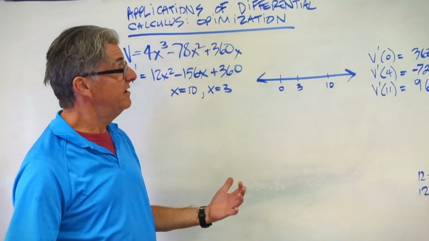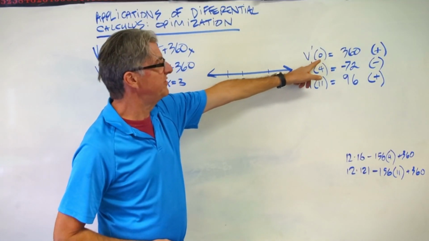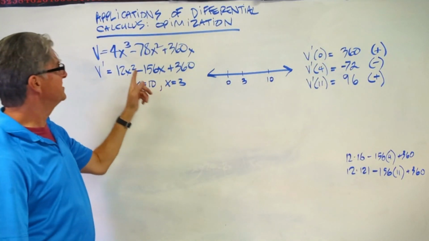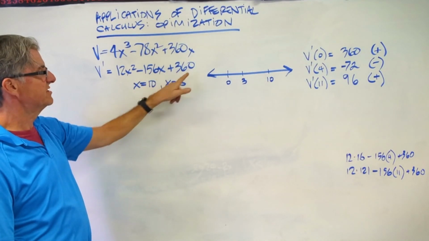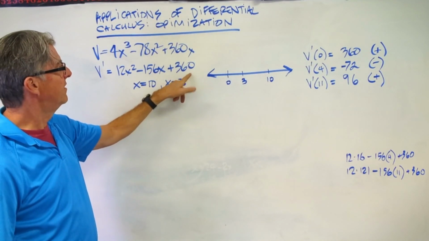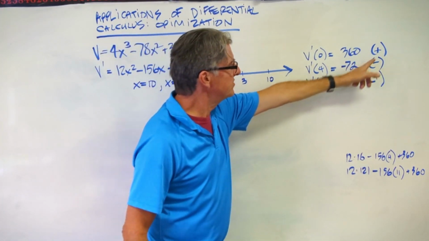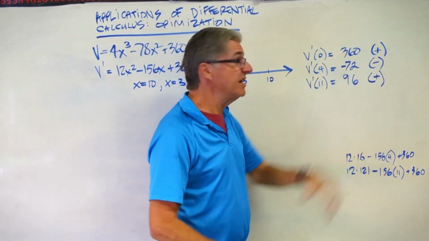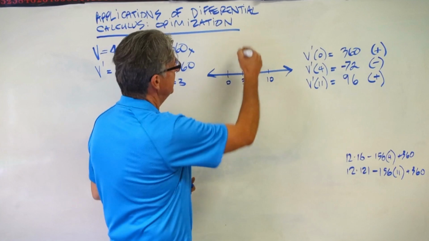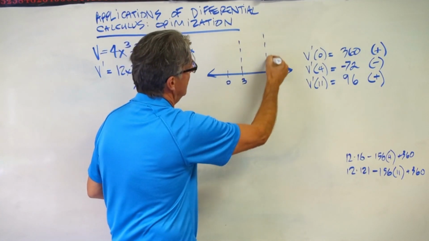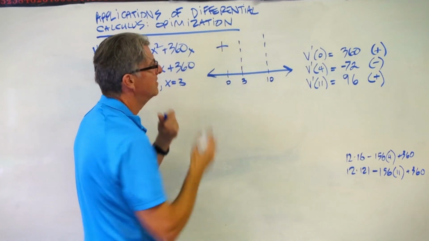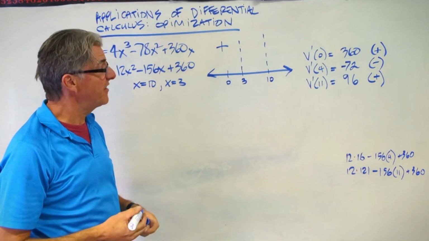Okay, so what I did is I did my v prime of 0. That gave us 360. That's the easy one because 0 here, 0 there just leaves the constant term from my derivative. So that's a positive number. These are my turning points. It's positive here, so the function is increasing there.